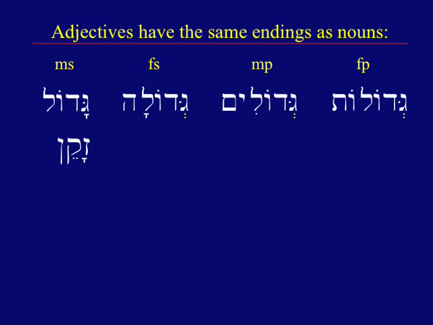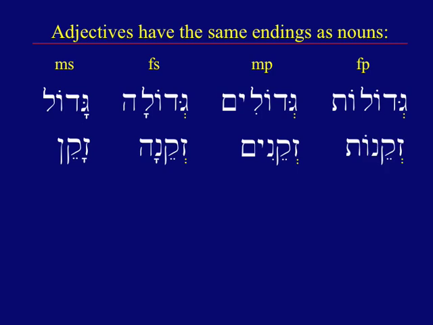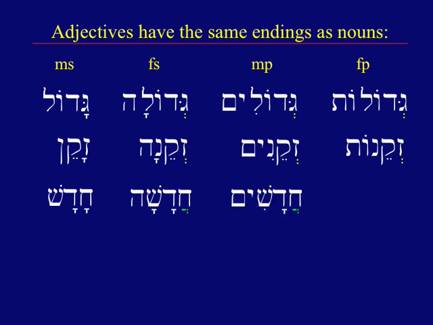So with zakein, if feminine singular, zukena, propretonic reduction. Zukenim, and feminine plural, zukenot. Chadash means new. Feminine singular, chadasha. Again, propretonic reduction to shva. In this case, a vocal shva because of a composite shva because of the guttural. Masculine plural, chadashim. Feminine plural, chadashot. No surprises here.